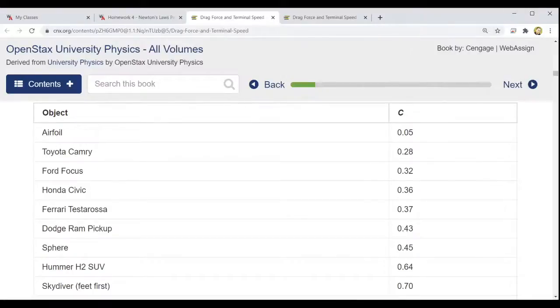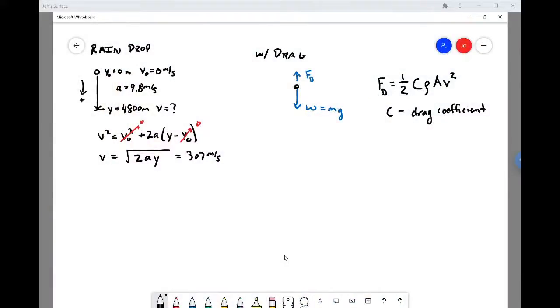So here we're told that the raindrop is spherical as it's falling, and we think of raindrops as being sort of teardrop shaped, but actually as they're falling, the surface tension of the water pulls all the water in and creates a sphere. So it's pretty spherical when it's falling. So that's a good approximation. So for our problem here, C is 0.45.